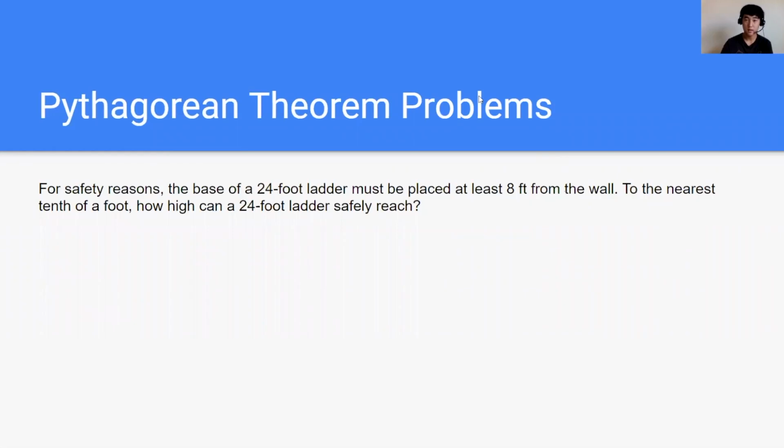Okay, let's solve one practice problem together. For safety reasons, the base of a 24-foot ladder must be placed at least 5 feet from the wall. To the nearest tenth of a foot, how high can a 24-foot ladder safely reach? Okay. So the first thing you have to do when you see a problem like this is draw a diagram, because there's no diagram for this.